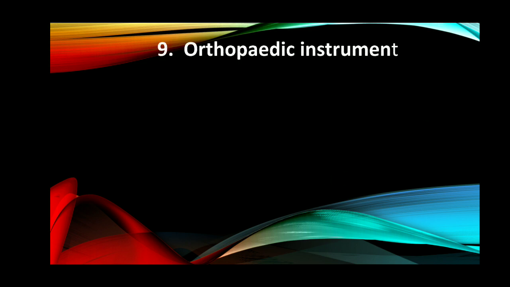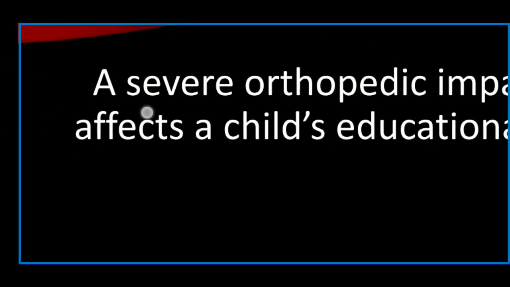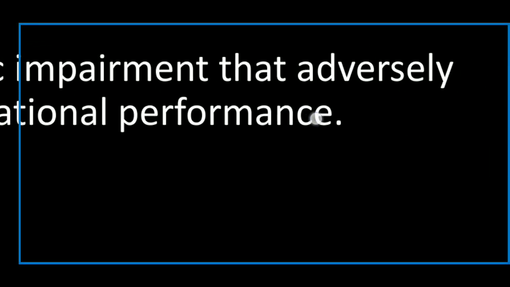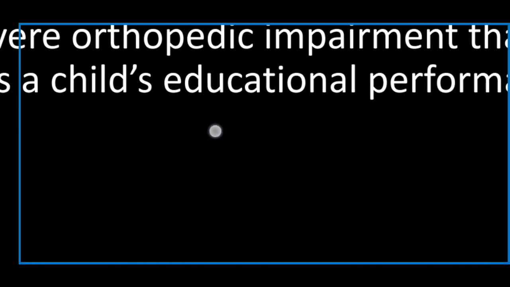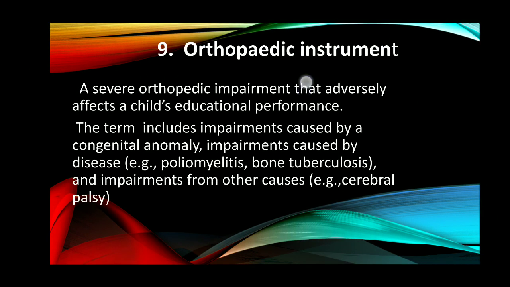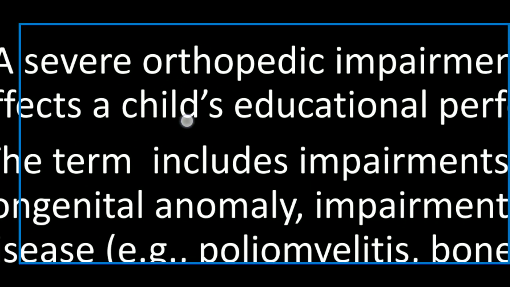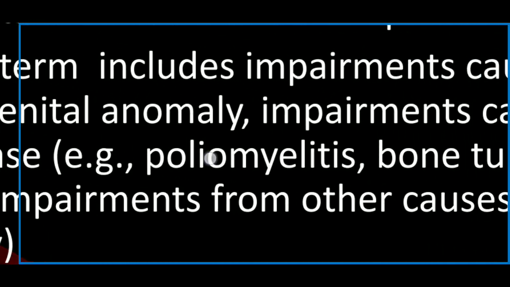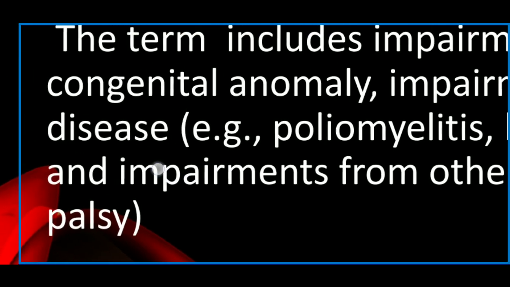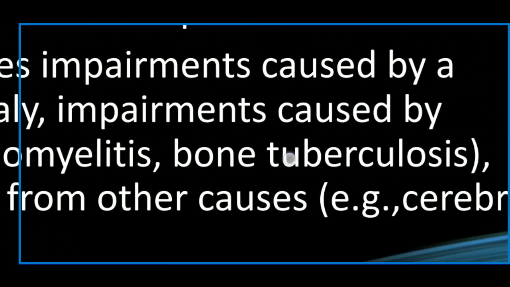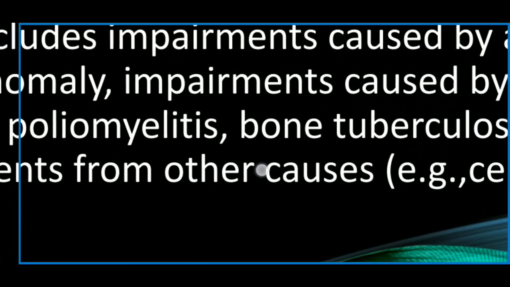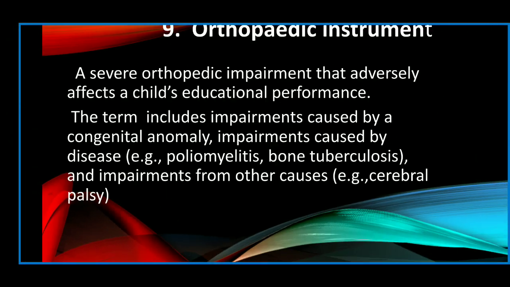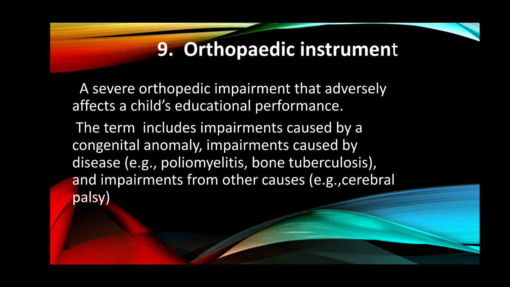At number 9, we have orthopedic impairment, a severe orthopedic impairment that adversely affects a child's educational performance. What are the characteristics of this disability? We know that this is a severe orthopedic impairment. This is the main point here. The term includes impairment caused by a congenital anomaly, impairments caused by diseases like polio and bone tuberculosis, as well as cerebral palsy. So these conditions can cause a person to be orthopedically impaired. This was number 9.